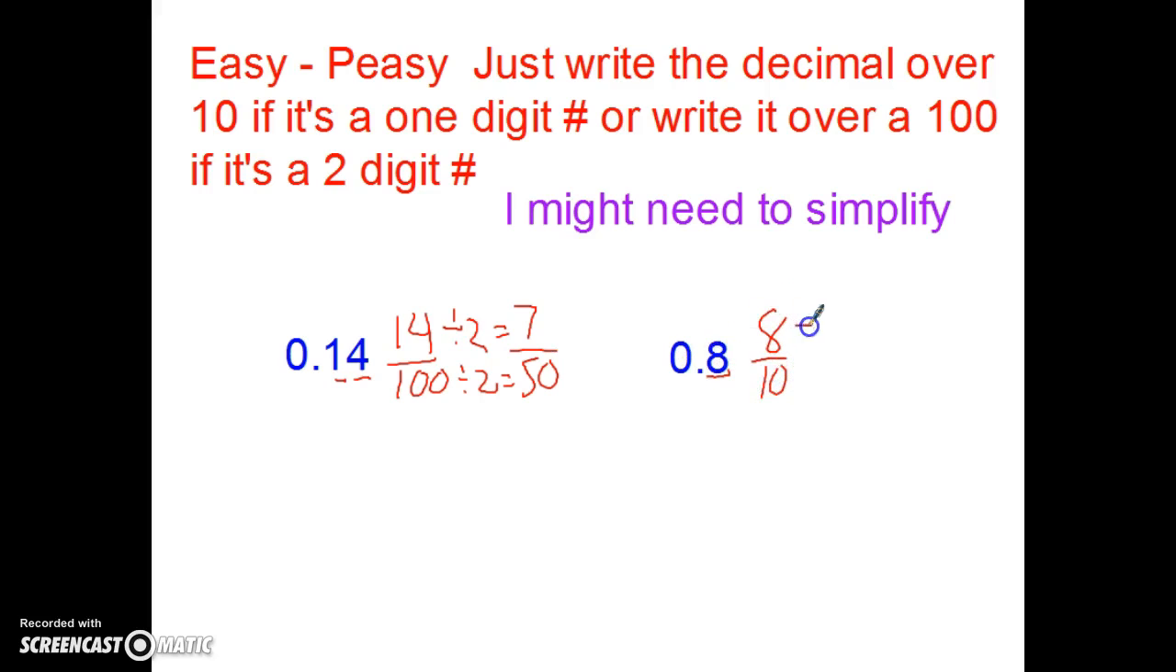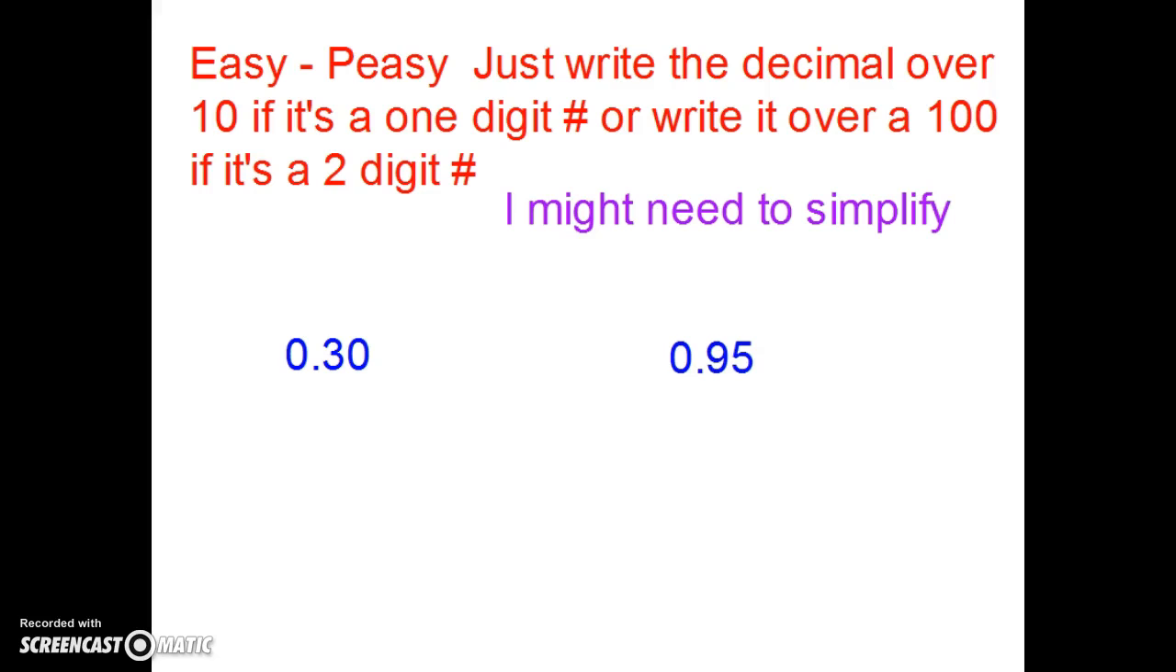0.8 is 8/10. Both even. 8 divided by 2 is 4. That's a funky looking 4. And 10 divided by 2 is 5. So my answer would be, in fact, it's a little bit too messy for me. Let me go back. My answer would be 4/5.